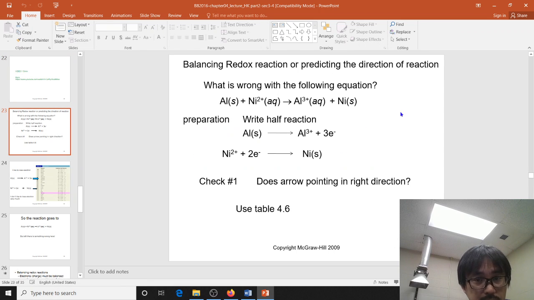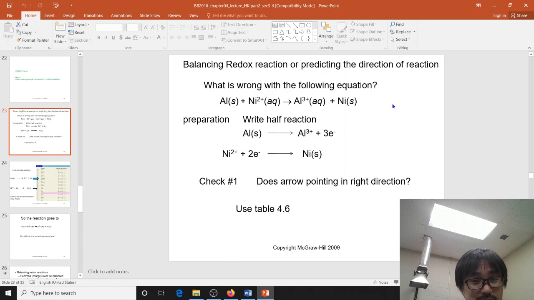So this is the equation that I'm actually interested in. Right here, it says that Al solid, which has zero charge, right? And then the nickel 2 plus is reacting with it, and then that Al becomes 3 plus, and nickel becomes neutral, right? So this one right here is an electron transfer reaction, and that is really the oxidation reduction reaction, which is the redox reaction, right?